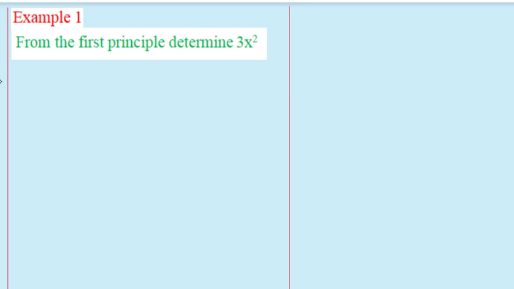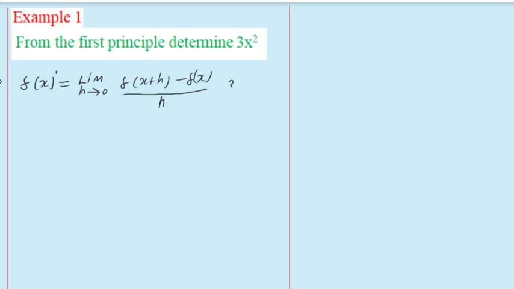We'll be handling a question on first principle to determine 3x squared. So basically, the formula for first principle is f'(x) equals the limit of h as h approaches 0 of [f(x+h) minus f(x)] everything divided by h. h is a very small value, only that we cannot write 0 because we cannot have a denominator that is 0. That is why we provide h.